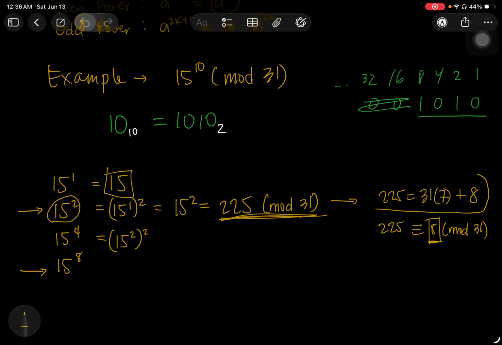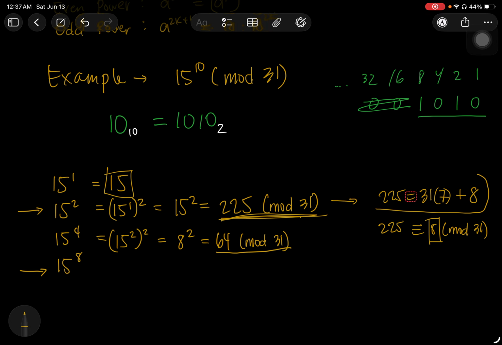So what we can do is to substitute 8 with this equation. So it will be 8 raised to 2. And if you evaluate 8 raised to 2, it is 64. There. And now, since 64 is greater than 31, we can still find the least residue of this equation.